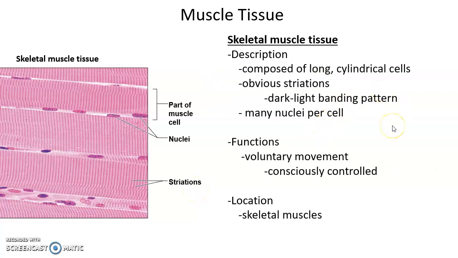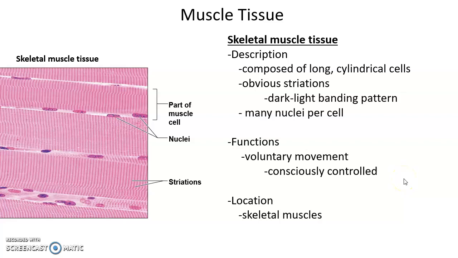So, skeletal muscle tissue. Skeletal muscle tissue is made up of extremely long columnar, cylindrical cells. They have this obvious dark-light pattern that's referred to as striations, dark, light, dark, light, along the length of the skeletal muscle cells. And there are multiple nuclei per cell. Here are a bunch of nuclei all found in one cell.